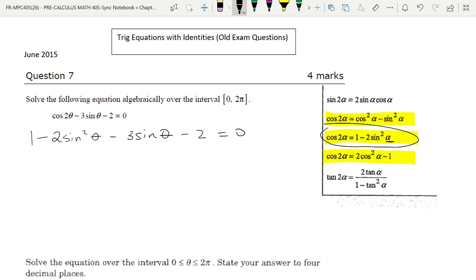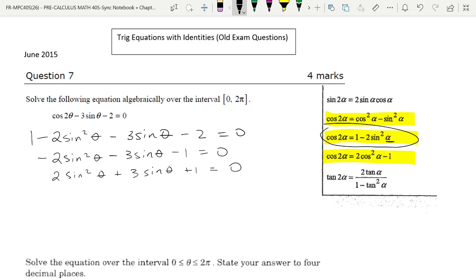Step two, collect like terms. And that would be the negative 2 plus 1, which is negative 1. I don't like all these negatives, do you? No, let's multiply both sides of the equation by negative 1. All right, next step, does it factor?